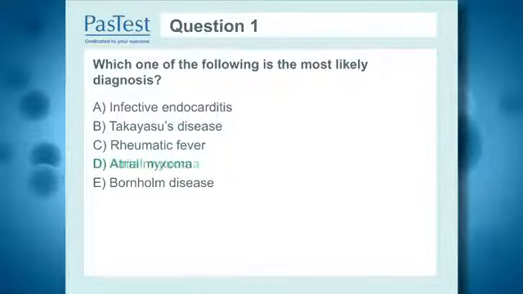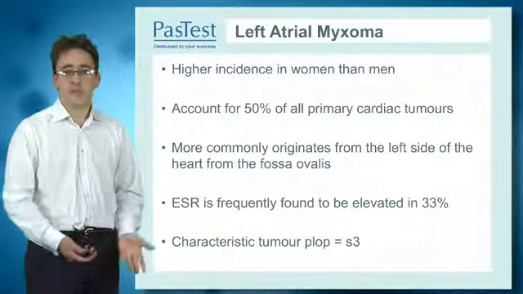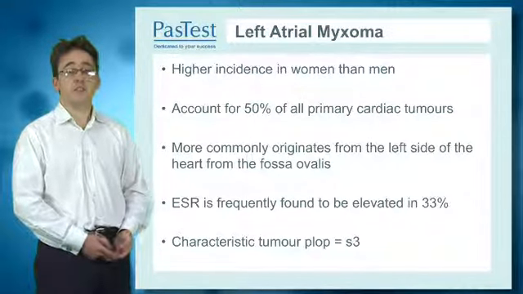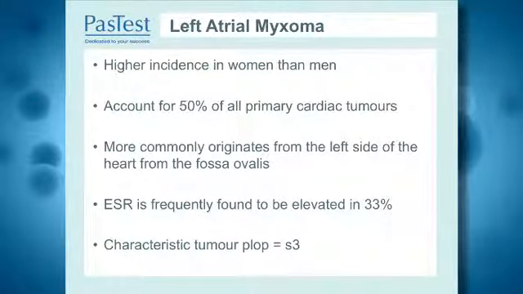If you opted for D, atrial myxoma, you were correct. Atrial myxoma accounts for about 50% of all primary cardiac tumours and has a higher incidence in women than men. It more frequently originates from the left side of the heart than the right, and frequently from the fossa ovalis. When it is found, it is frequently associated with an elevated ESR.